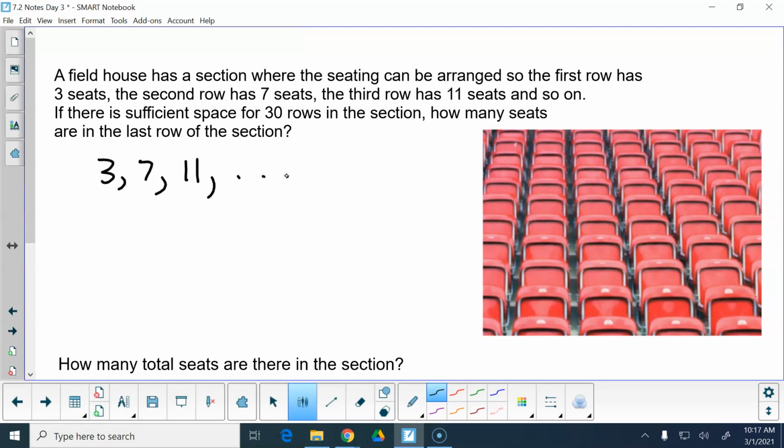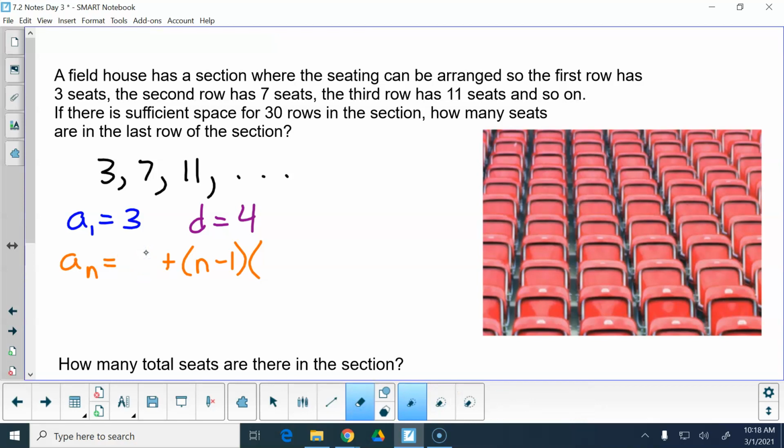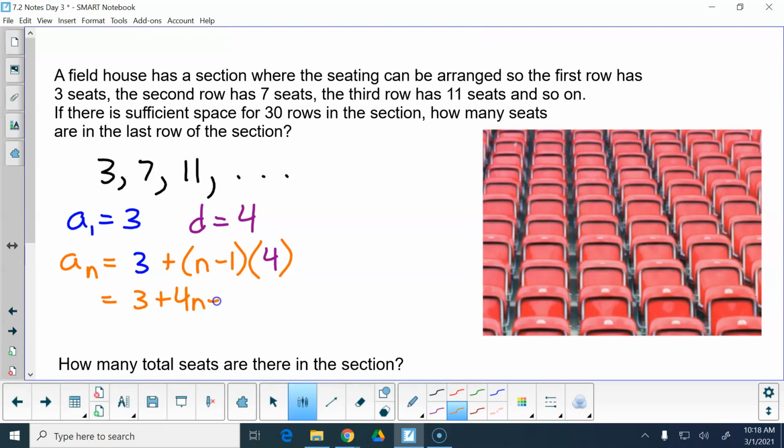Okay? That means that we can figure out a rule, correct? Okay? So what would the rule be? Well, my first term is 3. My common difference is 4. So the rule would be A sub n equals 3 plus n minus 1 times 4. Or 4n minus 1 as my rule.